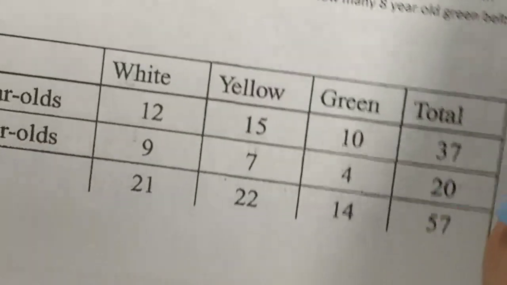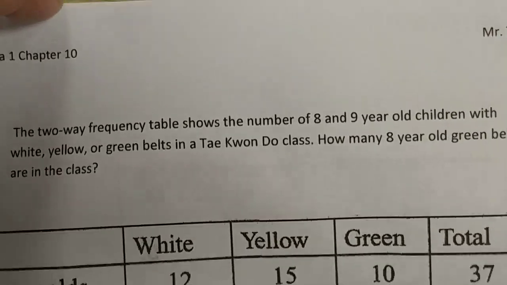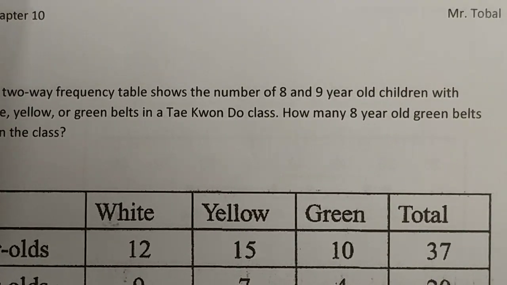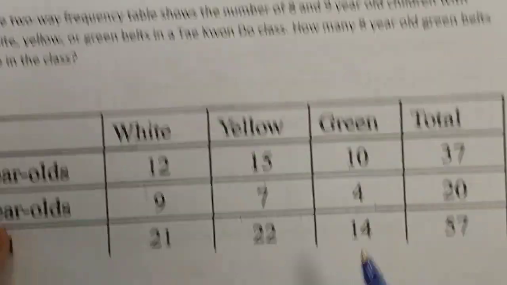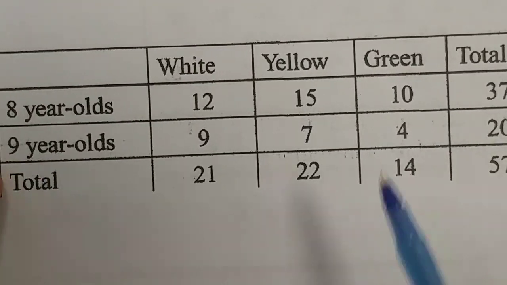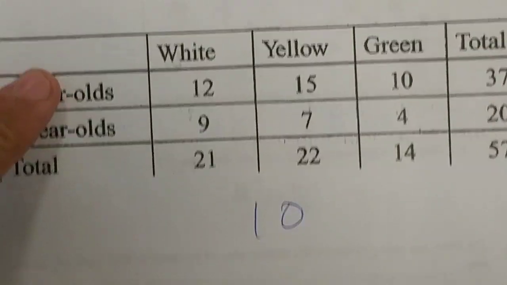Oh, let's keep going. We're almost done. The cleaning people are trying to get me to leave, so I have to hurry up. All right, this two-way frequency table is 8-year-olds and 9-year-olds, white, yellow, green belt class. How many 8-year-olds have green belts in the class? So green belts in the class, that's 8-year-old, that's 10. So your answer is 10.